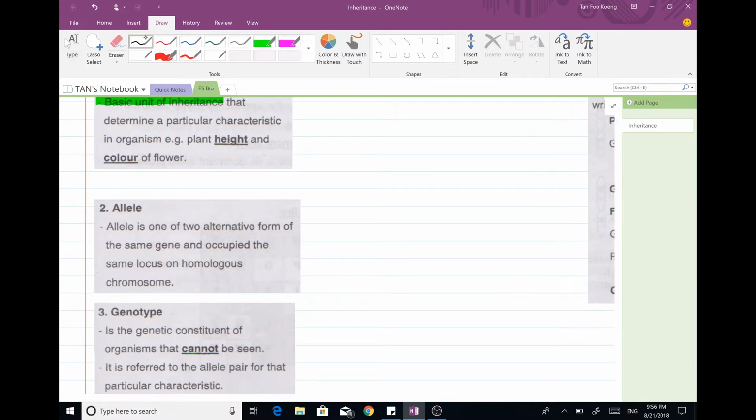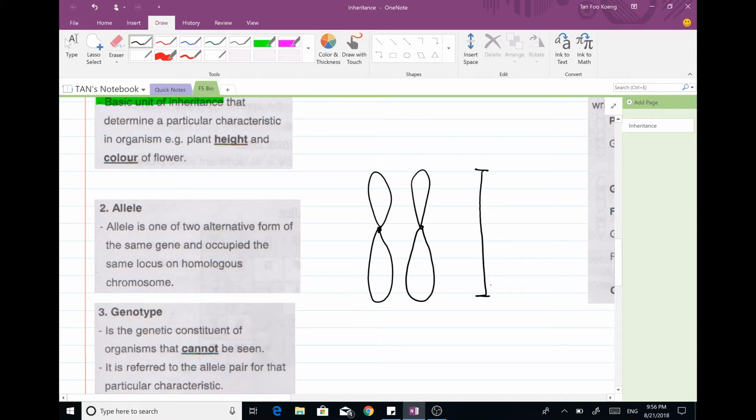Allele is actually the alternative forms of the same genes that occupy the same locus of the homologous chromosome. So imagine that we have a pair of homologous chromosome. How do I know that this is a pair of homologous chromosome? I judge from the appearance of this chromosome. They have the same length and they carry the same genes at the same locus. So for example, if these genes determine the color of the hair, this one also determines the color of the hair. Alright, so that's why I say that these chromosomes are homologous chromosome.